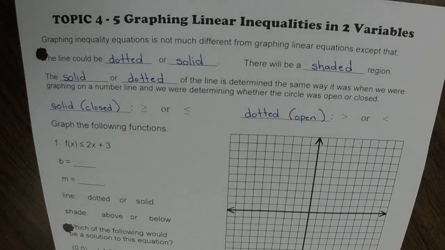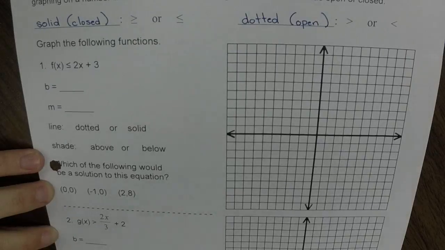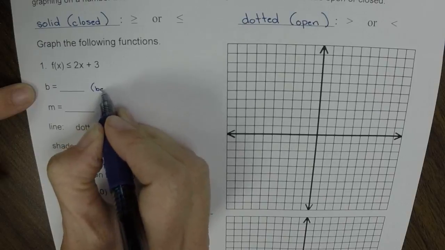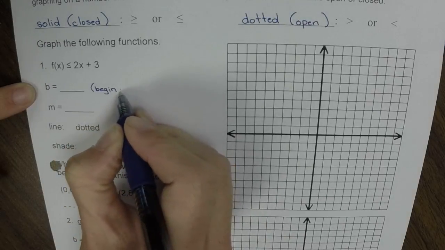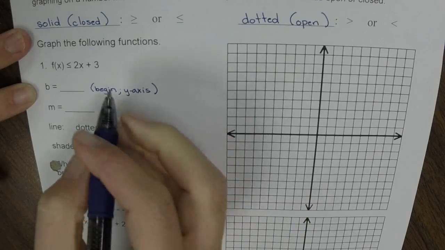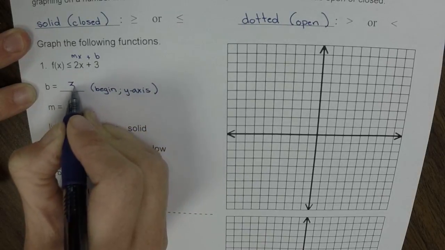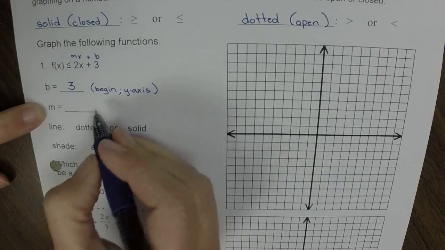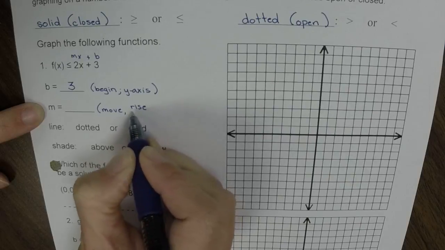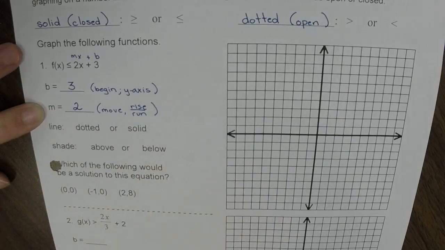So let's look at number one. We're still going to start with the B and the M. Remember B, this is where we begin, and that's always going to be your y-axis or the y-intercept. Since this is mx plus b, this is 3. Then my slope, this is where we move. This is your rise over run, and in this case, it is positive 2.